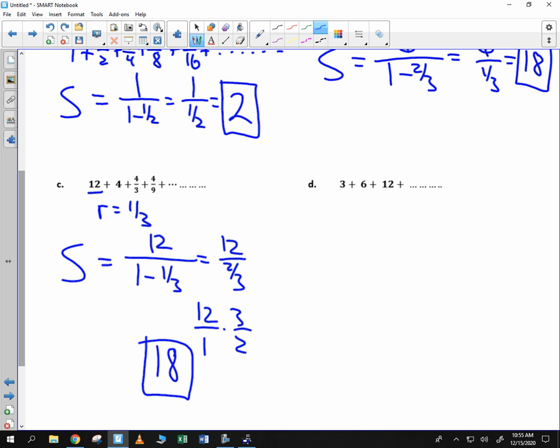This one, if you look, it appears that the ratio is equal to 2. So therefore, we can't use this rule. And just think about what you would be adding up here. 3 plus 6 plus 12. The next one would be 24, then 48, then 96. Just think if you continue to add these, can you predict what it would add to? Sure enough, it adds to infinity.